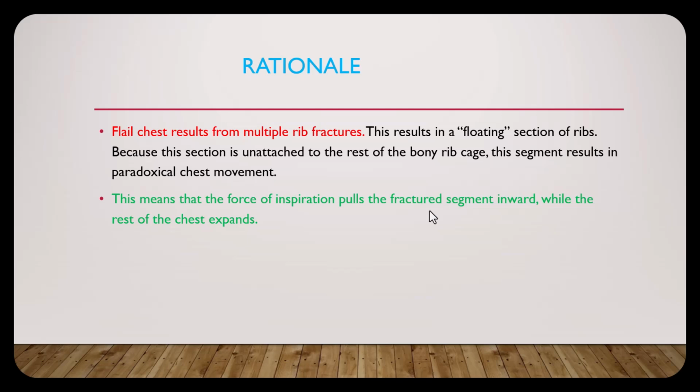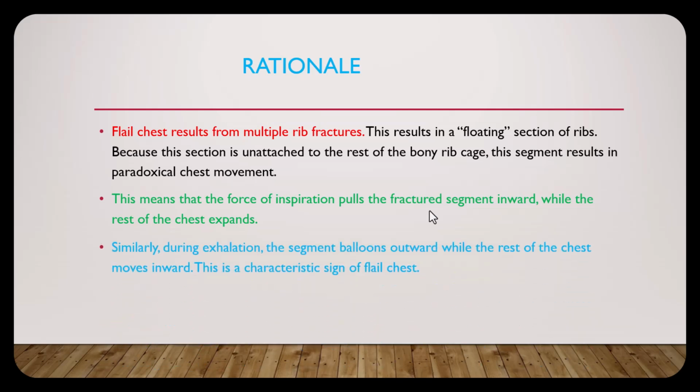This means that the force of inspiration pulls the fracture segment inward while the rest of the chest expands. Similarly, during exhalation, the segment balloons outward while the rest of the chest moves inward. This is a characteristic sign of flail chest.